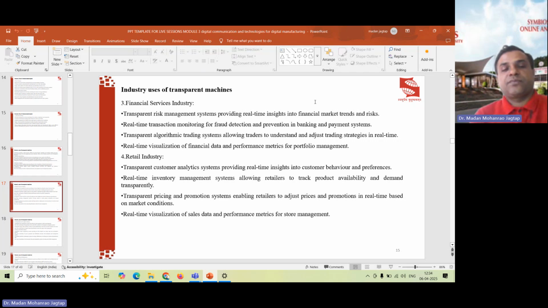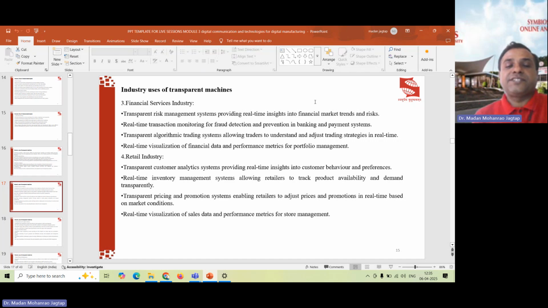Then retail industry, how we can use transparent machines in the retail industry. Transparent customer analytics systems providing real-time insights into customer behavior and preferences, what customers preferred over other products, how they behave for a particular product, that can be identified with the help of transparent machines. Real-time inventory management systems allowing retailers to track product availability and demand transparently. So real-time inventory management we can do with the help of transparent machines.